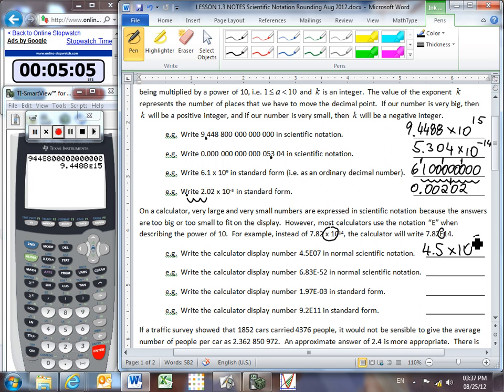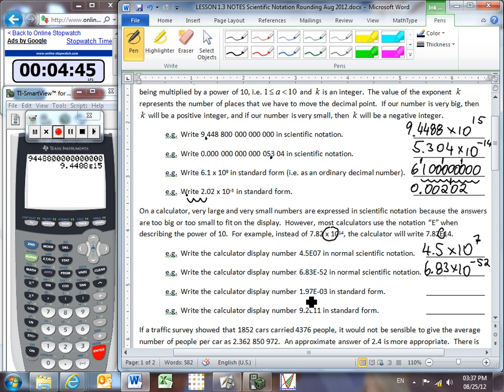Next one, write the calculator display number 6.83, capital E, negative 52. So we just need, again, to replace that capital E with a 10 to the power of, and now I have negative 52, an extremely small number if you move the decimal over 52 places.